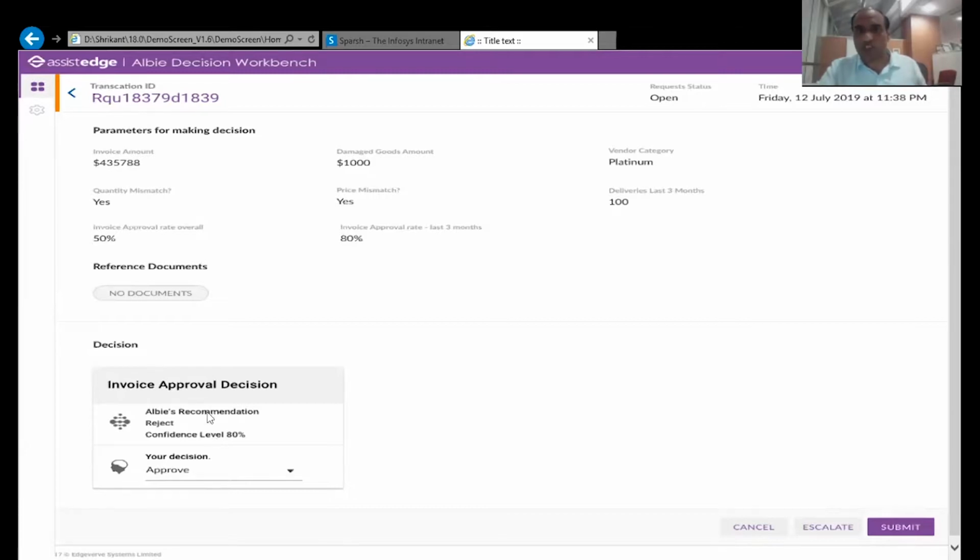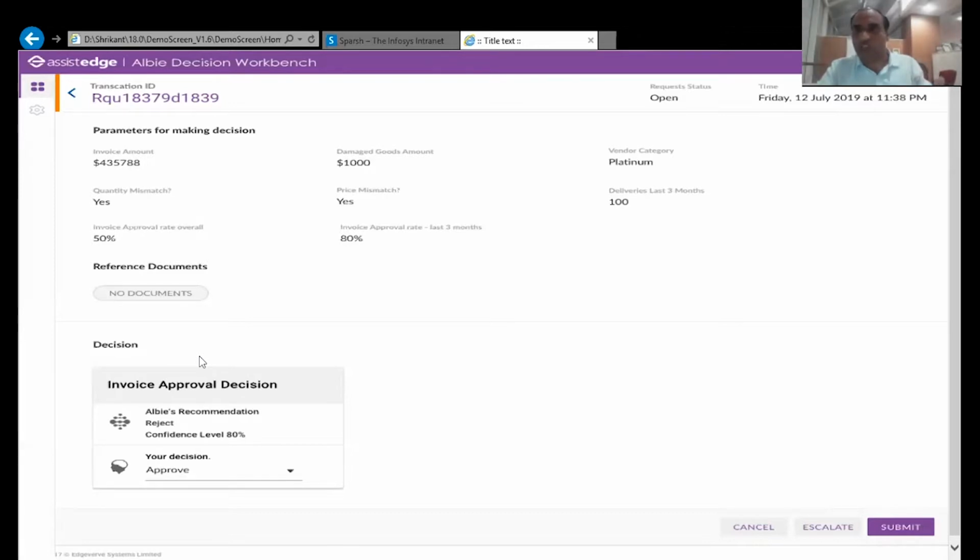The first is that it makes the entire life of the process specialist very easy, because now the process specialist does not have to go through multiple documents or call 10 people to get the information to make a decision. Everything is available on one screen for him or her to make the decision.